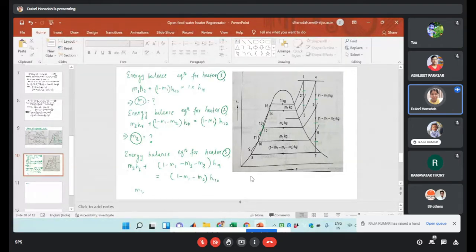Then there will be the expansion in the 5 to 6 process. In this case, the amount of mass is 1 minus M1 minus M2. Similarly, that will be 6 to 7. Okay, so let me take this diagram to another slide.